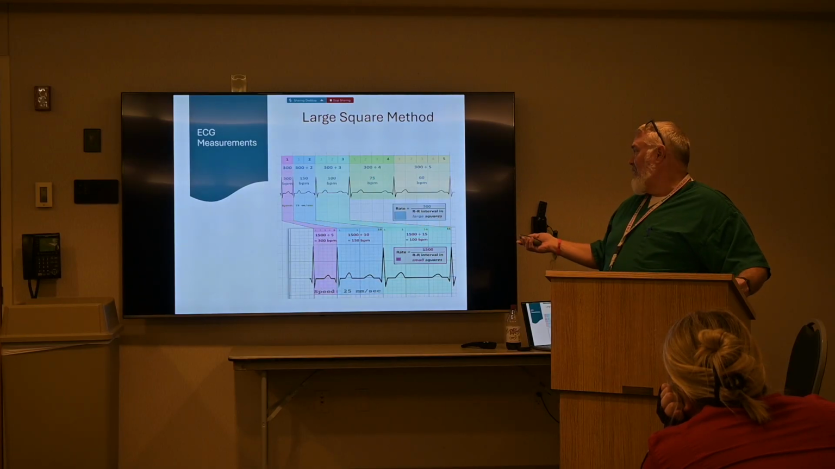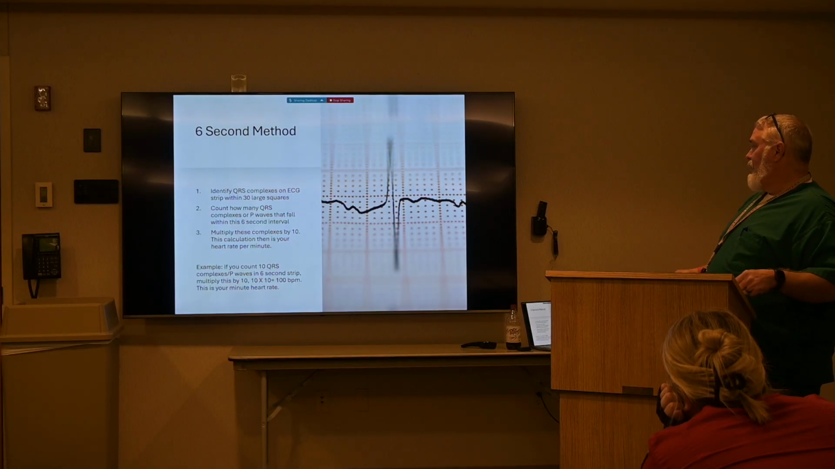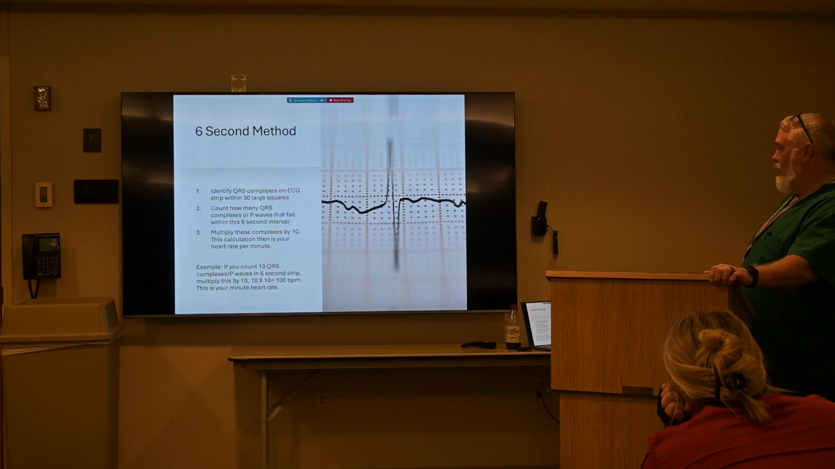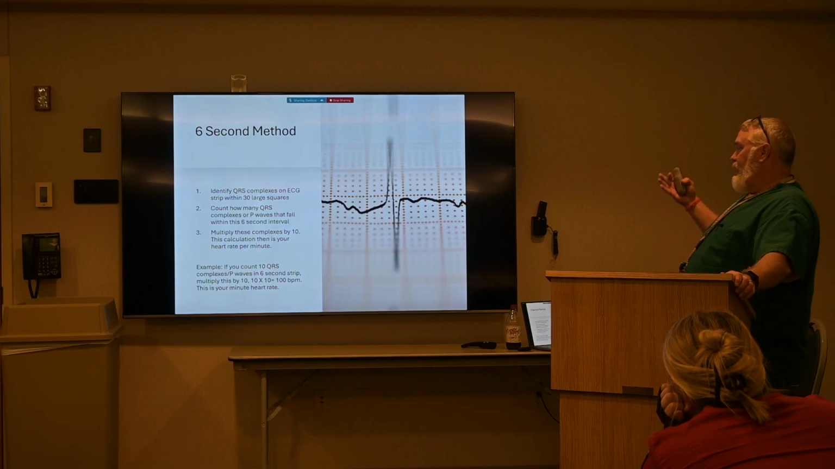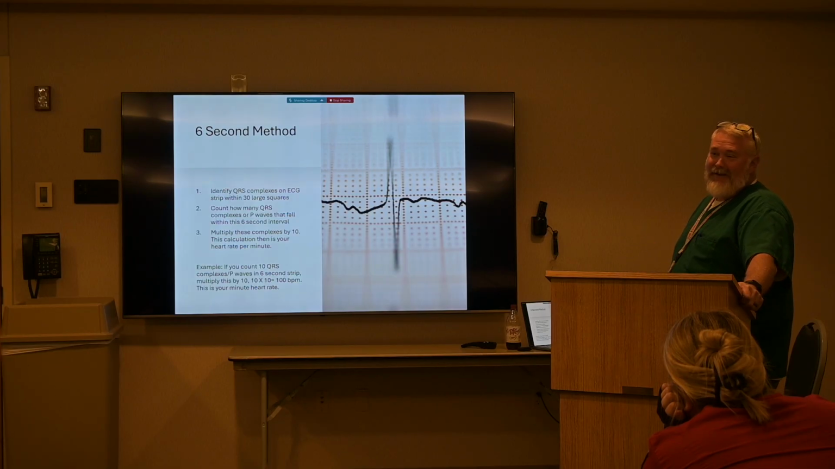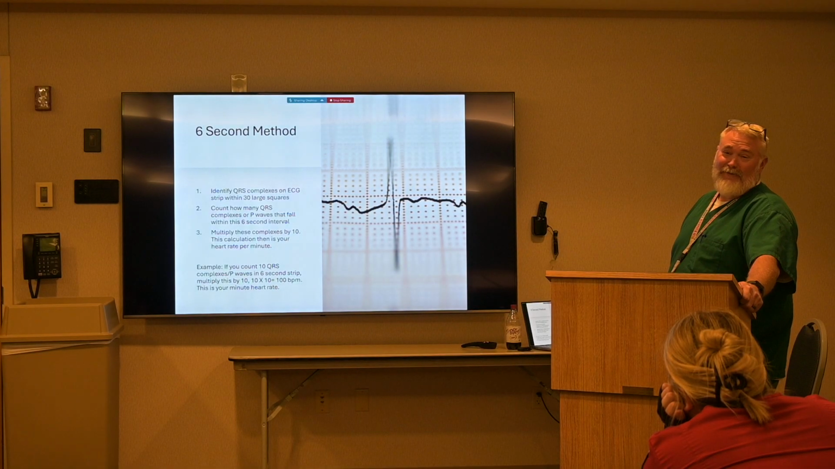So a lot of people do the 6-second method, which is what we're going to talk about next. This is easy. You identify your QRS complexes on your ECG strip with 30 large squares. Count how many QRS complexes or P waves fall within the 6-second interval. You take it times 10, and that's your rate.